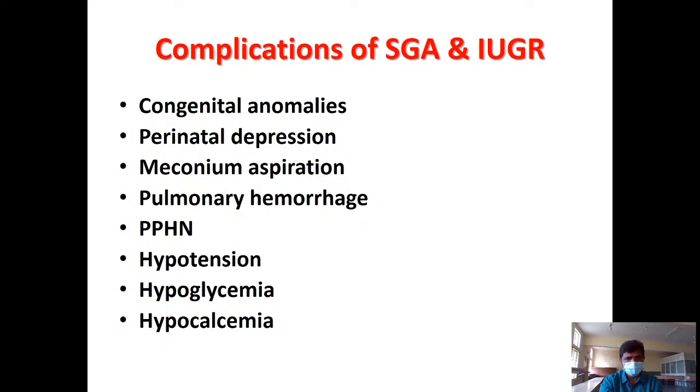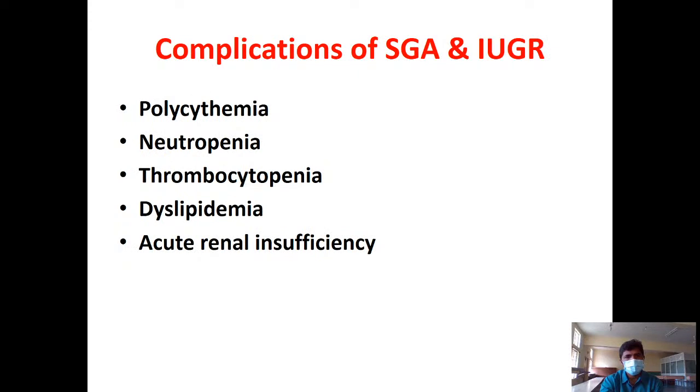Then you should know about the complications of SGA and IUGR babies. In SGA and IUGR babies, you can have congenital anomalies, perinatal depression, meconium aspiration, pulmonary hemorrhage, persistent pulmonary hypertension, hypotension, hypoglycemia, hypocalcemia, polycythemia, neutropenia, thrombocytopenia, dyslipidemia, acute renal failure. So these are the complications of SGA babies.